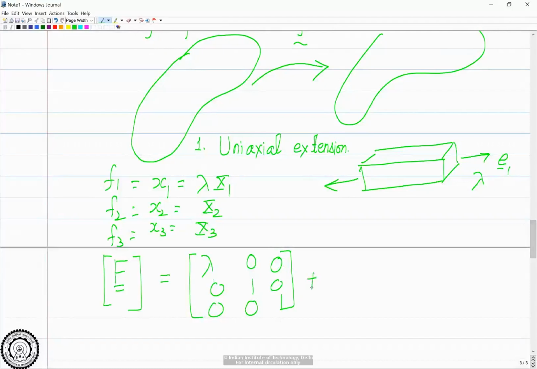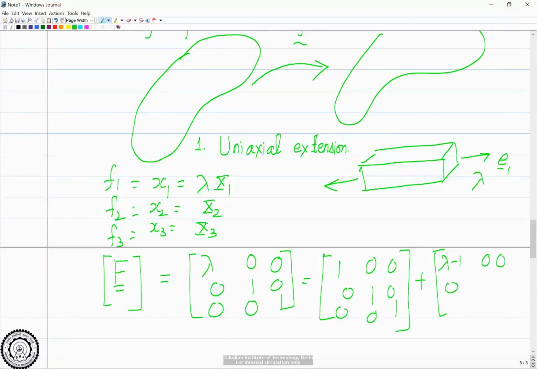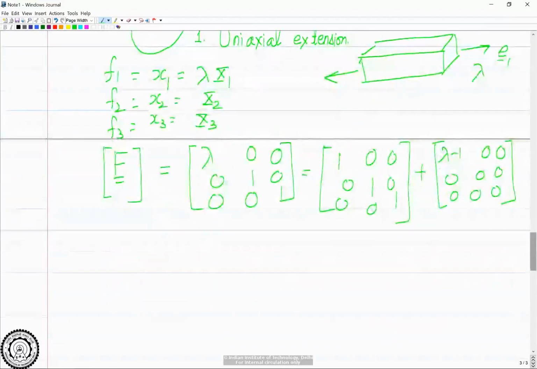Okay, and you could also write this as the same thing. You can write it as the identity matrix basically, 1 1 1 0 0 0 0 0 0, plus this thing, lambda minus 1 0 0, 0 0 0 0 0 0. Okay, so this is the matrix form, and you can get back to the tensor notation.